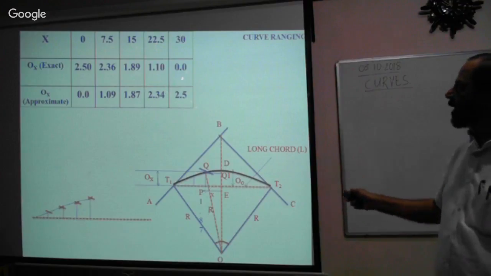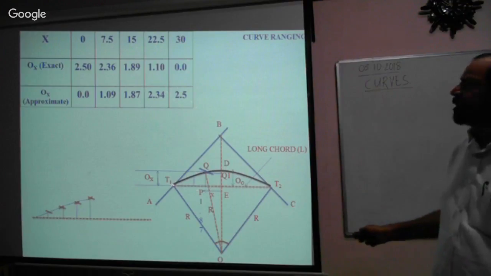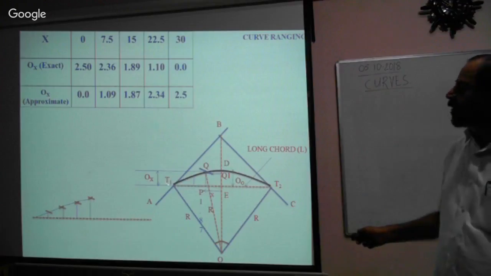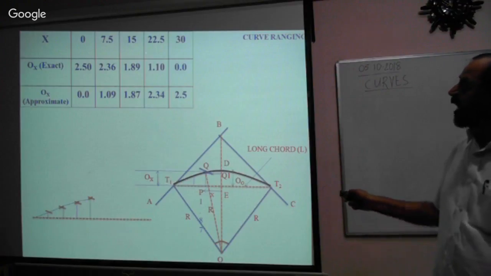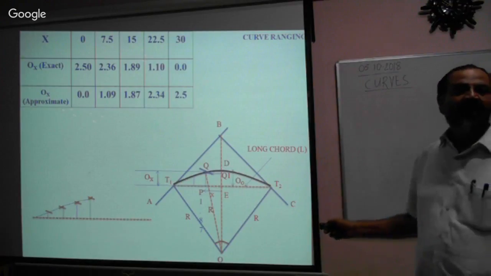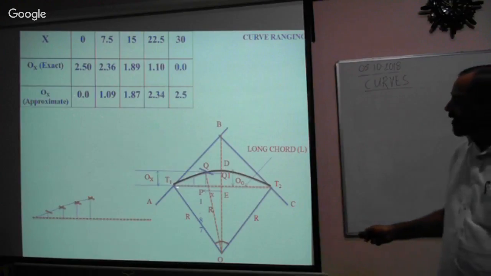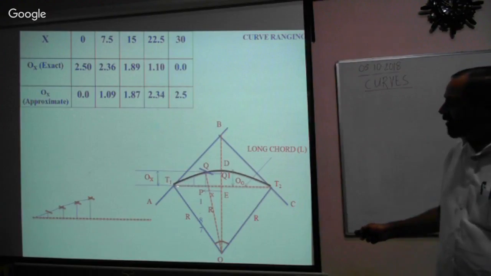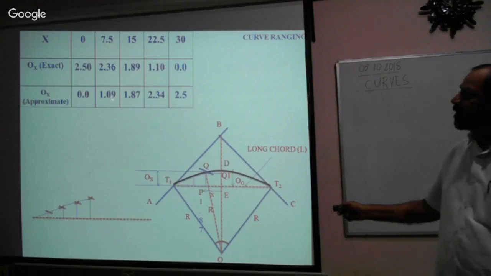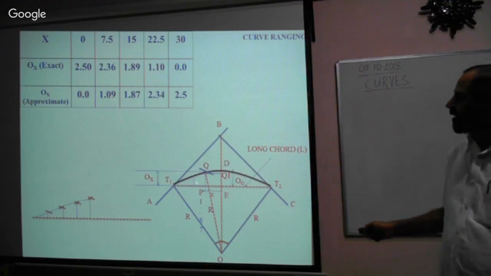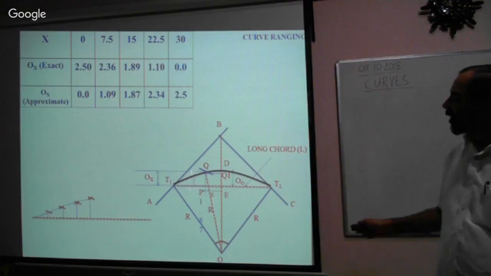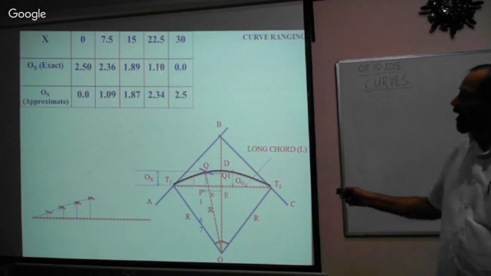At the last point, the ordinate is equal to 0, isn't it? This is the exact method. In the approximate method, we can calculate. Now this is from this end. The first one is 0. The second one, this distance, is 1.09. Then approximately you can check this.